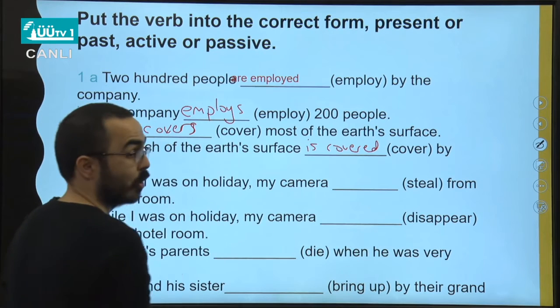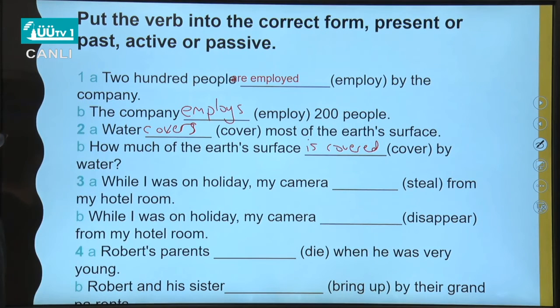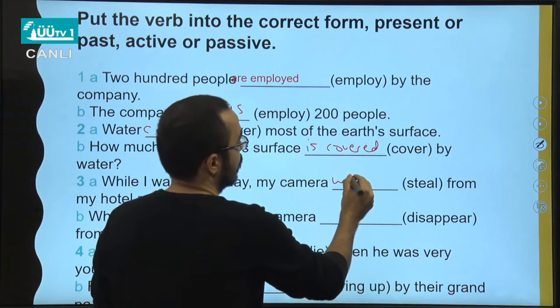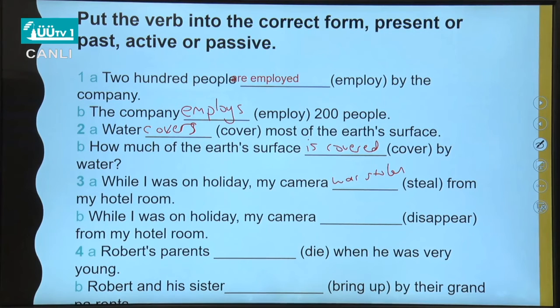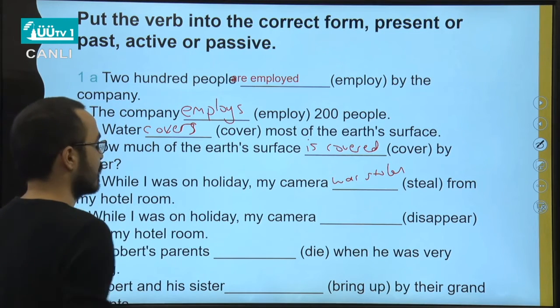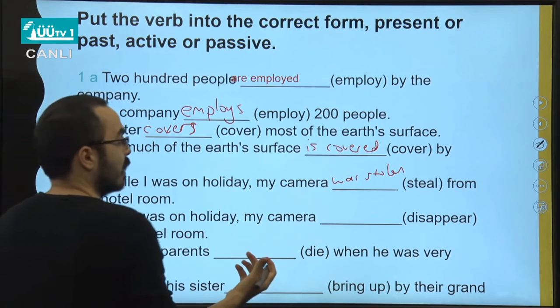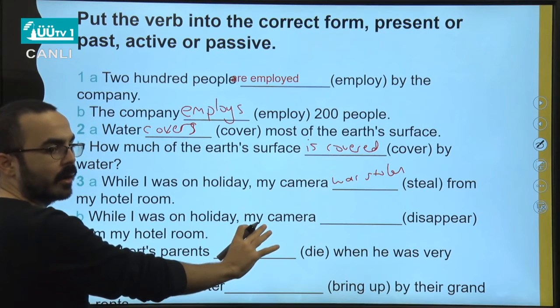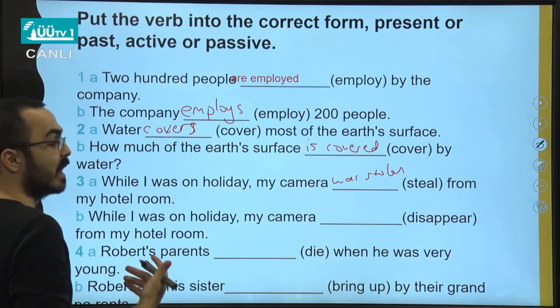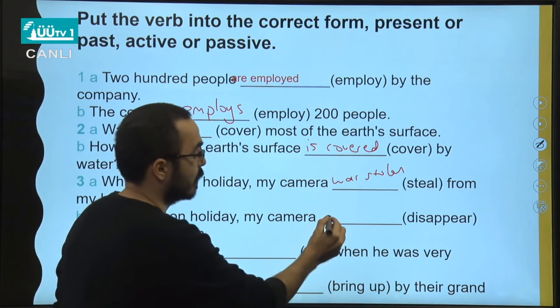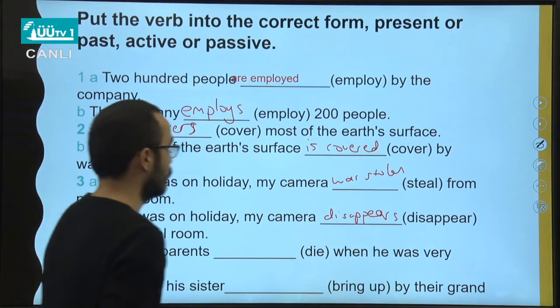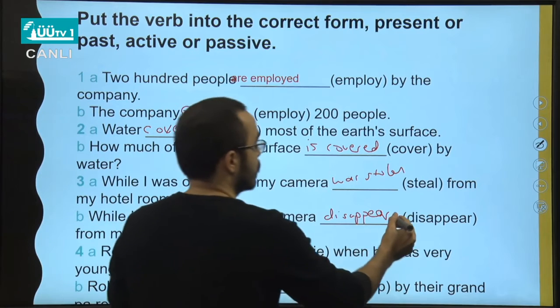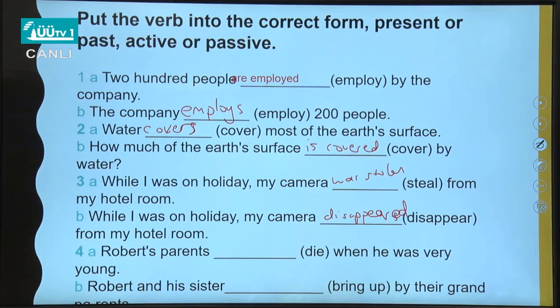While I was on holiday, my camera from my hotel room. Again, do we know the doer of this action? No. So I need to use what? Passive voice. So my camera was stolen, I say. While I was on holiday, my camera now from my hotel room. Now this disappear. This can be done by the camera, and I can use the active voice here, right? This is the action that the camera does. So my camera disappears, right? Disappears, or my camera disappeared. Sorry, disappeared from my hotel room while I was on holiday. In past simple, right? Good.